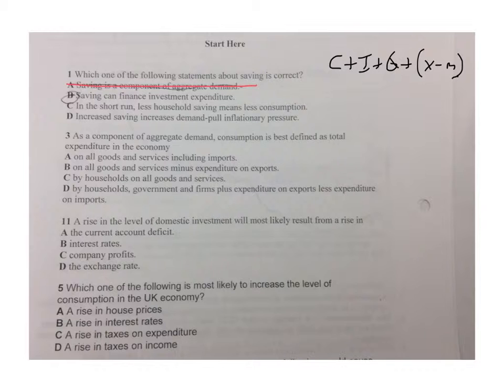Right, the answer is B, because saving can finance investment expenditure. All that means is a company could save, and that would mean they would have the money to be able to invest, and that's why it's right. Let's just go through the other ones to see if they're wrong.